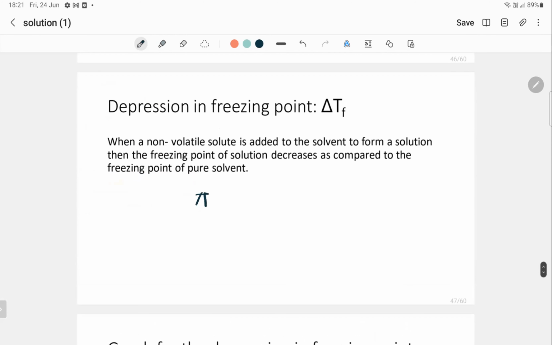So now we can see the delta Tf is equal to Tf minus Tf naught. So what is this Tf? Freezing point of a solution. This Tf naught is the freezing point of the pure solvent. Okay. So this is nothing but your depression of freezing point.